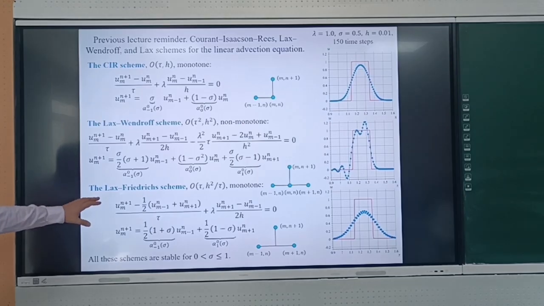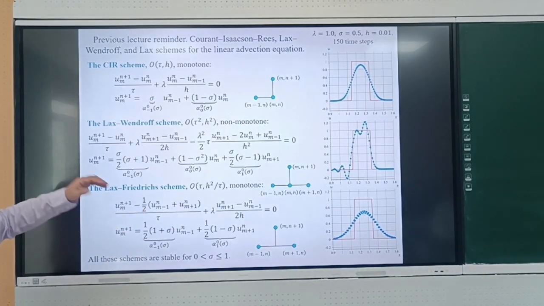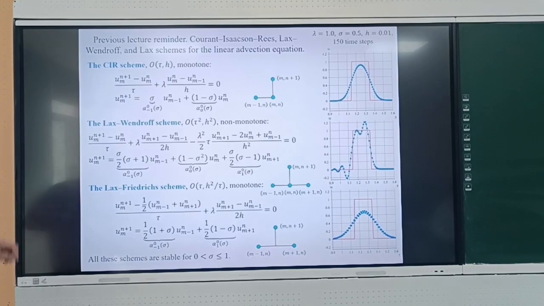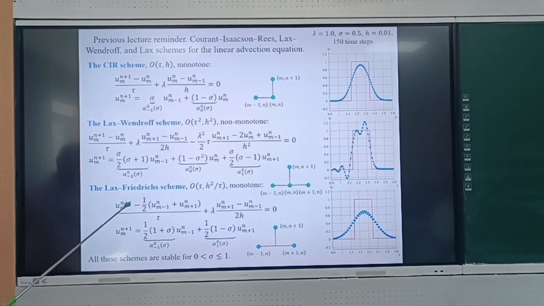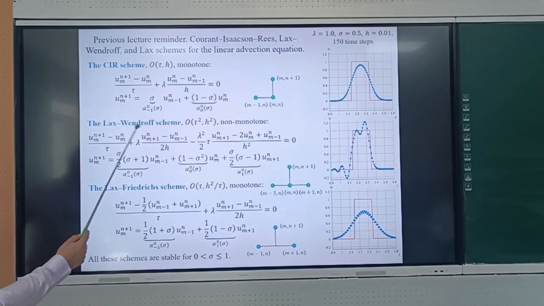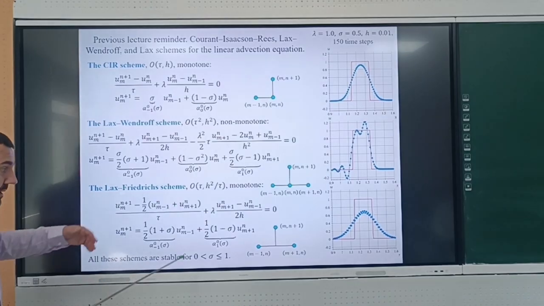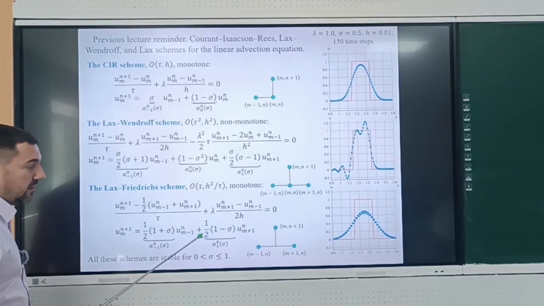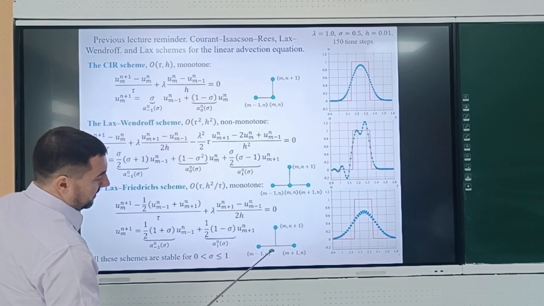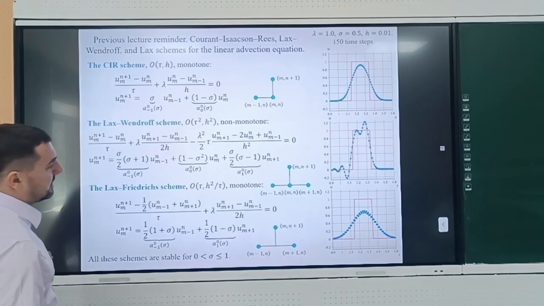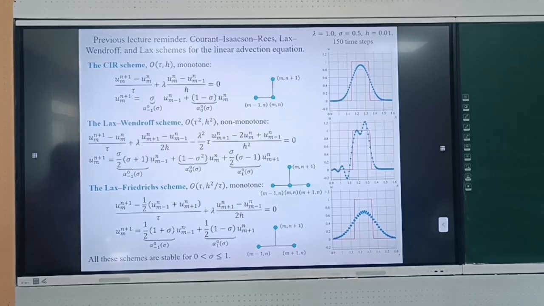So we considered the Lax-Friedrichs scheme, and how can it be obtained? We can again take the unstable scheme with central difference and then substitute this u_m^n using one half of the values at m minus 1 and m plus 1 at time n. Then you will get the scheme that you can use in practical simulations. Now we excluded this point from the stencil, so it's a 3-point stencil, and again it can be written in this form, and this is the simulation result.